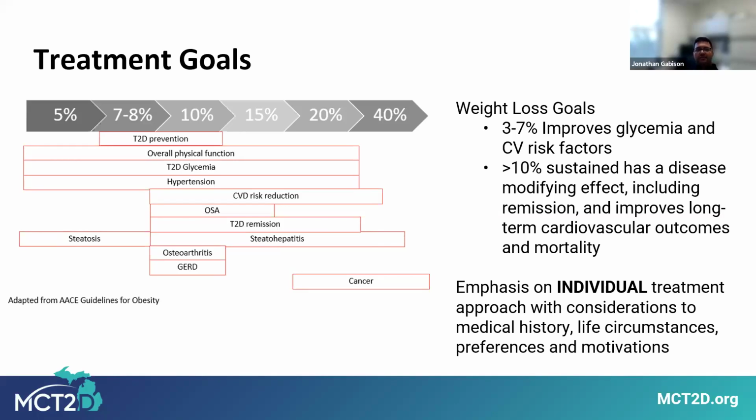So we'll see that when someone loses 3 to 7% of their weight from their starting point, they'll have improved glycemia, improved cardiovascular risk factors like hypertension and dyslipidemia. If they have greater than 10% weight loss, they'll have disease-modifying effect on their type 2 diabetes. They'll have improved cardiovascular outcome and mortality. The emphasis needs to be on their individual treatment approach and what's important to them, what's important to their medical history and their circumstances and their motivations.